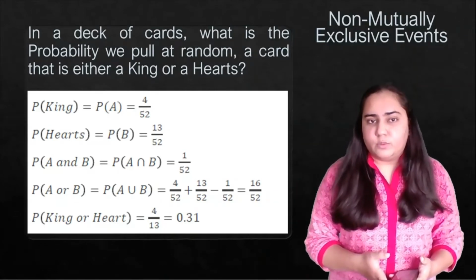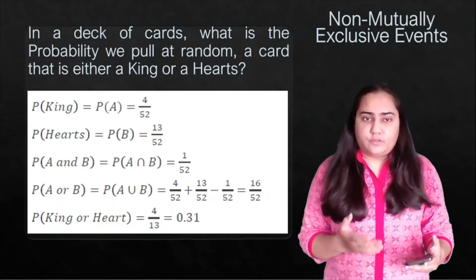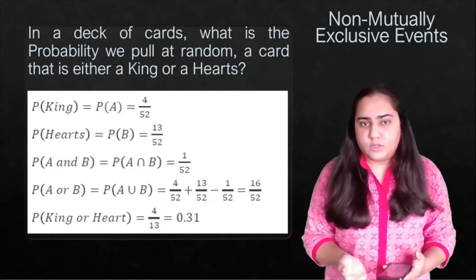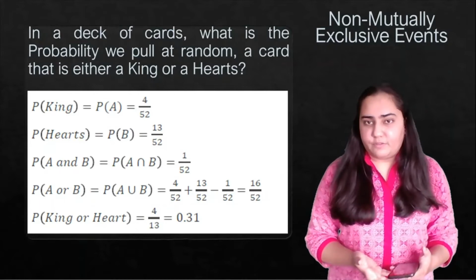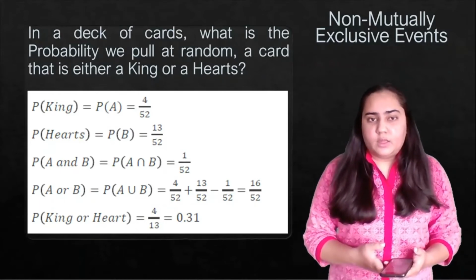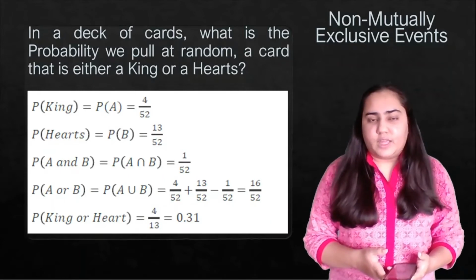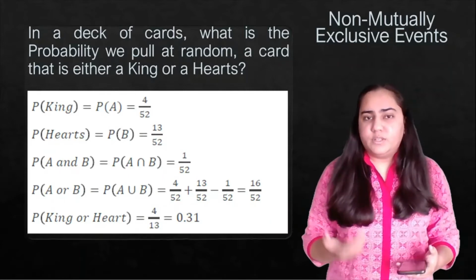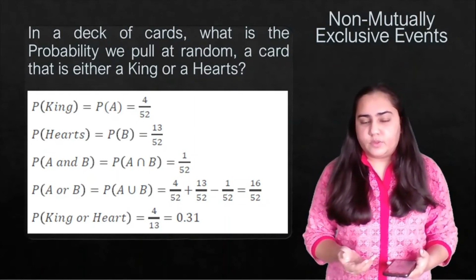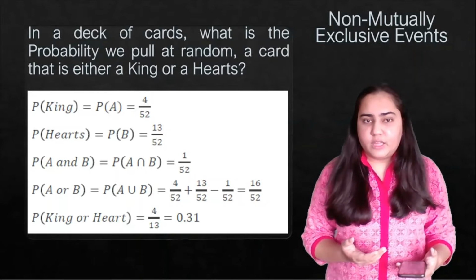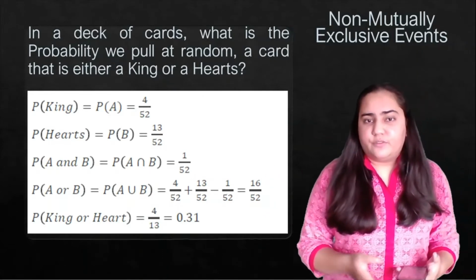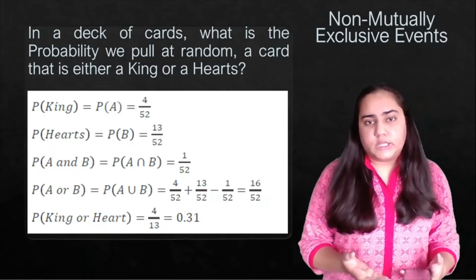Now what is the probability of getting a king, and that king is the king of hearts? That probability is definitely 1 by 52 because there is only one such card in the deck. And so that is P of A intersection B. Now, what is the probability of getting either A or B? That means we are trying to find P of A union B.